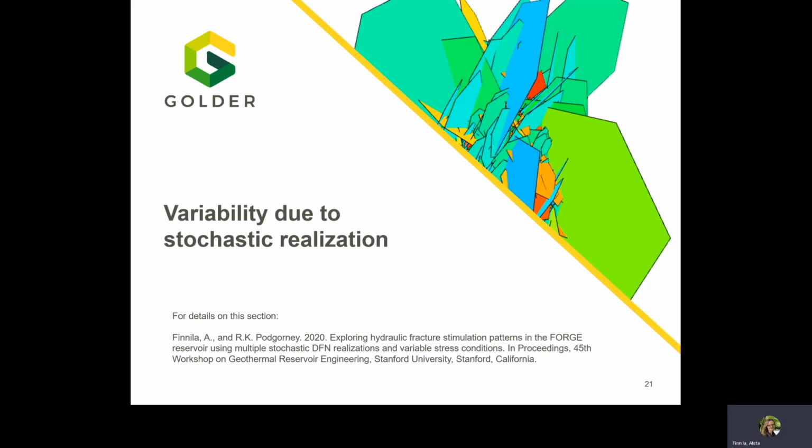All right, so the results of this work were published in the Stanford Geothermal Workshop just this last year in this paper here, the references here.